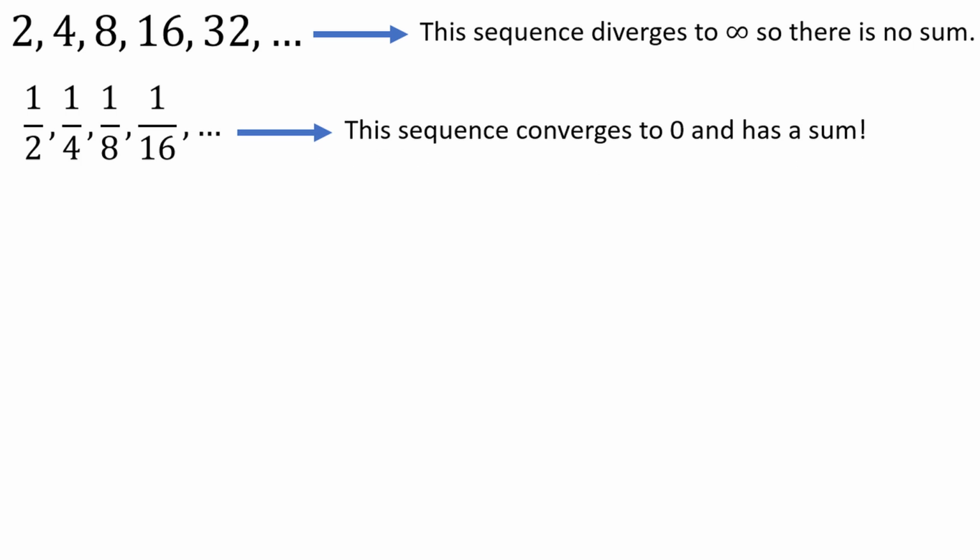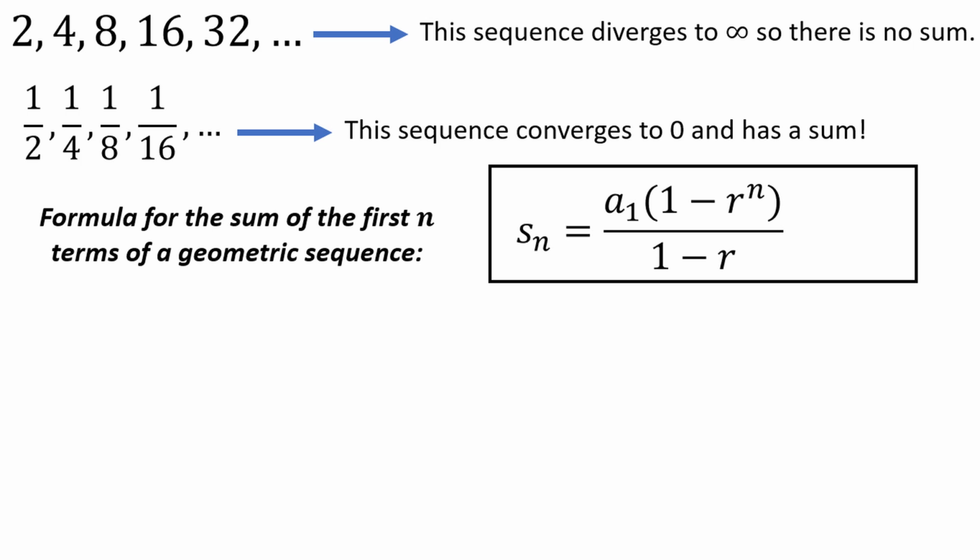You can imagine what the formula will be by considering the sum of a finite geometric sequence, which is s sub n is equal to a sub 1 times 1 minus r to the nth power divided by 1 minus r.